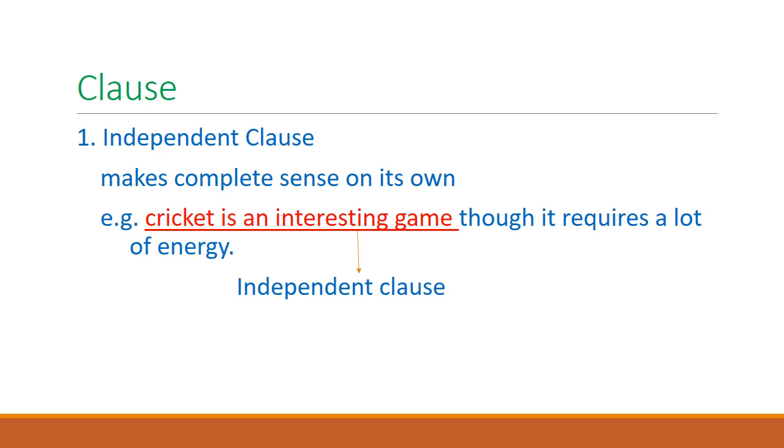Types of clauses. First one, independent clause. An independent clause makes complete sense on its own. Example, cricket is an interesting game, though it requires a lot of energy. Here, the independent clause is cricket is an interesting game. So this makes complete sense on its own. This is a very good example for this type.